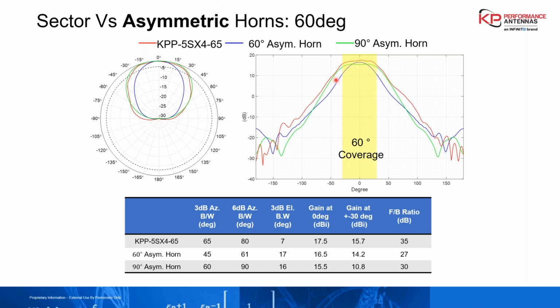Now here is the comparison with 60 degree. I'm just going to skip this. It's a very similar talk, and you can comment or review this by yourself. But a 65-degree sector is very similar to the 60-degree and 90-degree asymmetric horn.